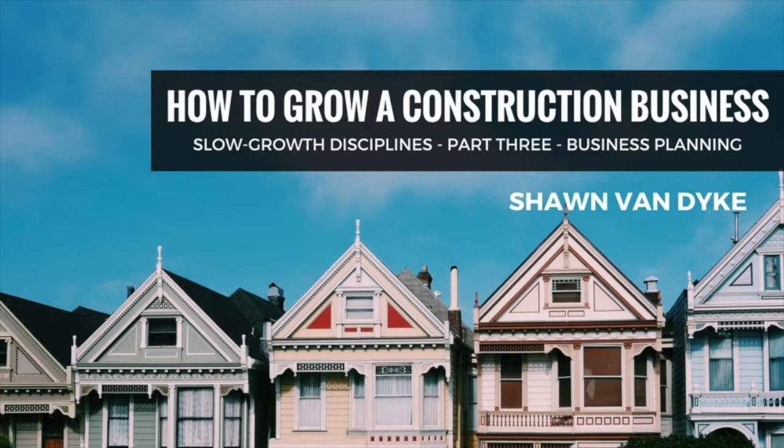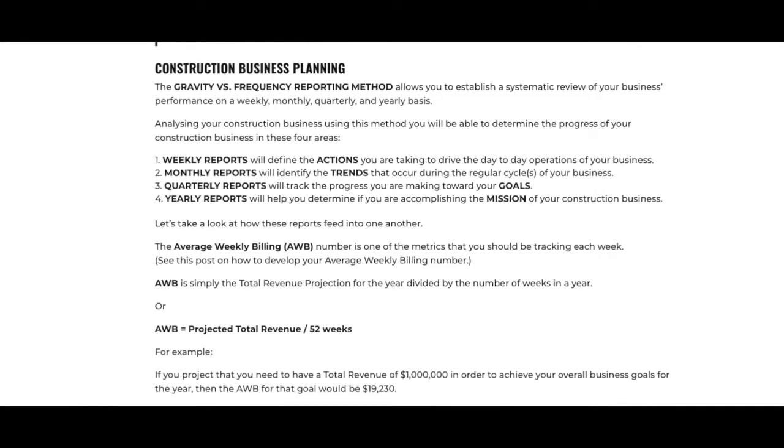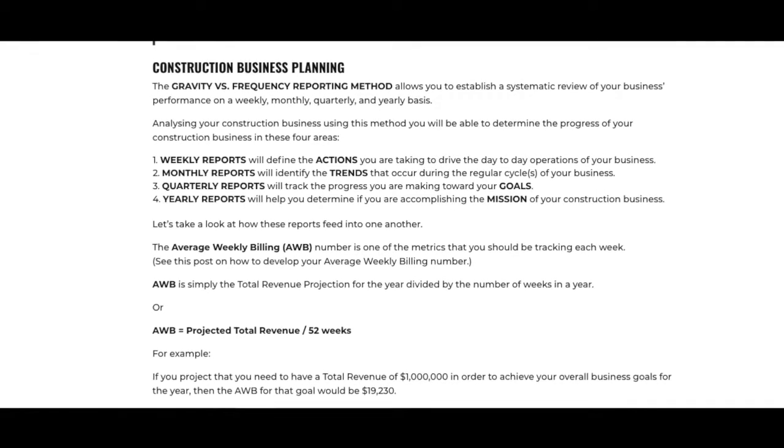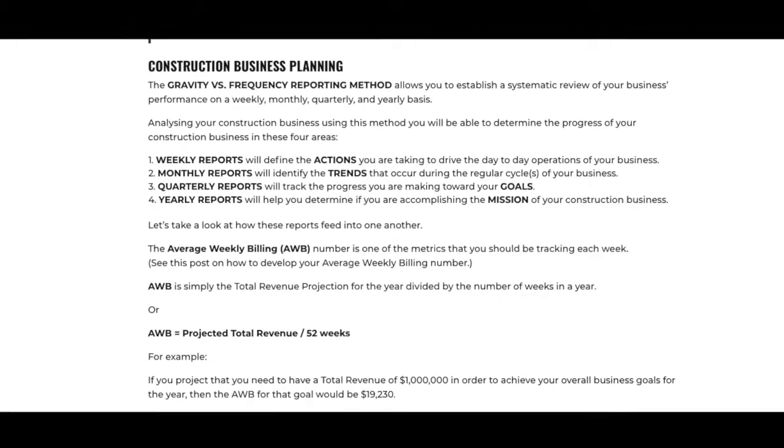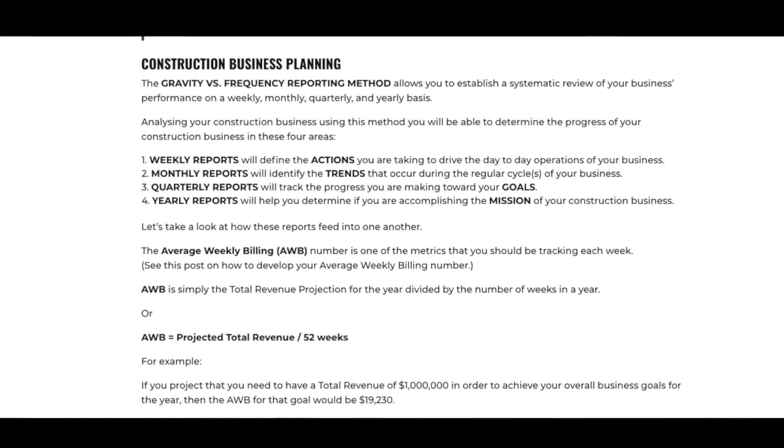The gravity versus frequency reporting method allows you to establish a systematic review of your business's performance on a weekly, monthly, quarterly, and yearly basis. In analyzing your construction business using this method, you'll be able to determine the progress of your construction business in these 4 areas. Number 1, we're going to be taking a look at weekly reports, and those weekly reports will define the actions you're taking to drive the day-to-day operations of your business.